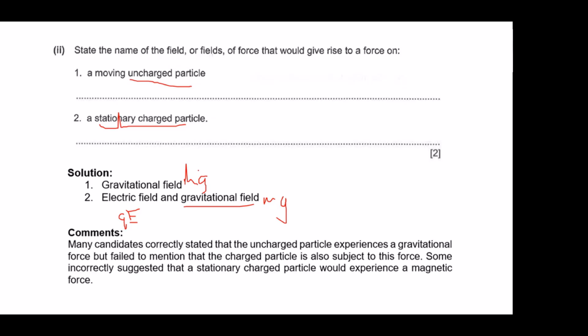Okay, so the comments based on this: some incorrectly suggested that a stationary charged particle experiences a magnetic force, right? Magnetic force is BQV. If there's no v, then there's no magnetic force.